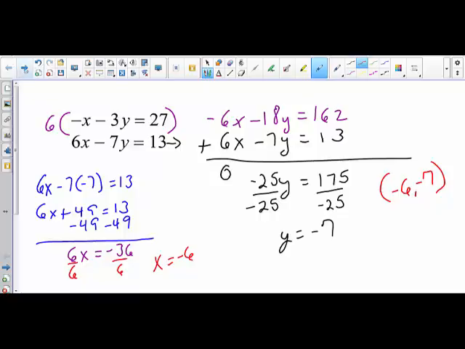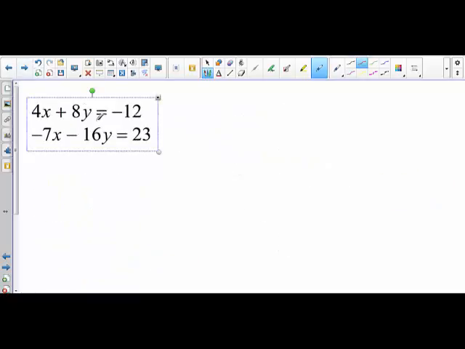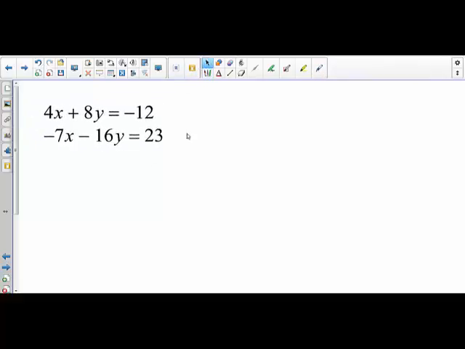Now let's look at another example. Sometimes it's better to multiply to get the y's the same but opposite signs. So you need to look at all of the problem itself and make sure that, 4 and negative 7, well, I could multiply the top by 7 and multiply the bottom one by 4, but that's multiplying both of them.